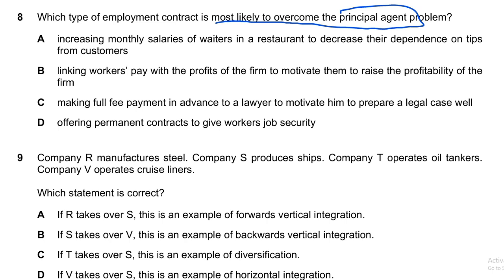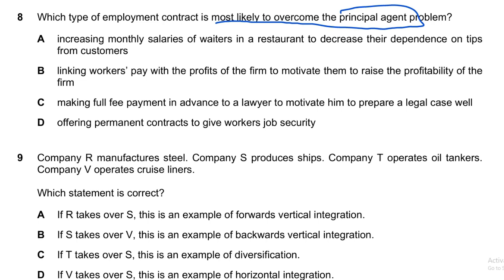So principal agent problems basically occur when both have different objectives, right? Generally workers want to earn high salaries and more job security, while the principals, that are the owners of the business, basically want to pay lesser wages for more working hours. So both of them have different objectives, so that's why it causes conflict between them. Now, if we want to overcome the principal agent problem, then what should we do?